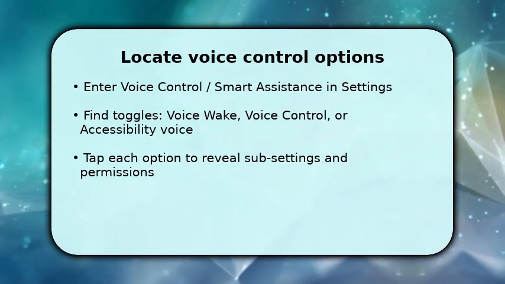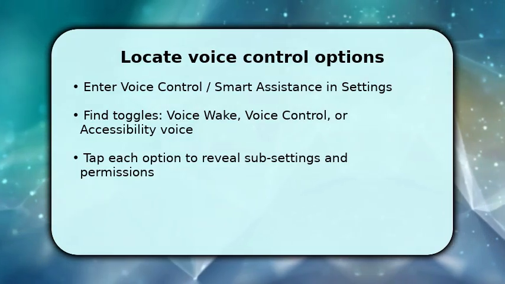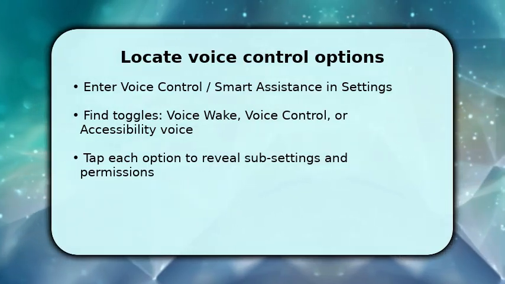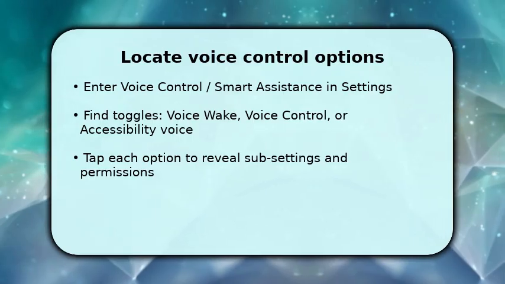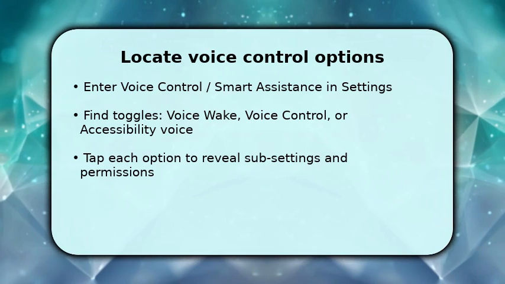This is important because turning off one toggle may leave other related features active. You want to disable Voice Wake and any always listening permissions. Make sure to check microphone and accessibility permissions too, since they can re-enable speech features if left granted.